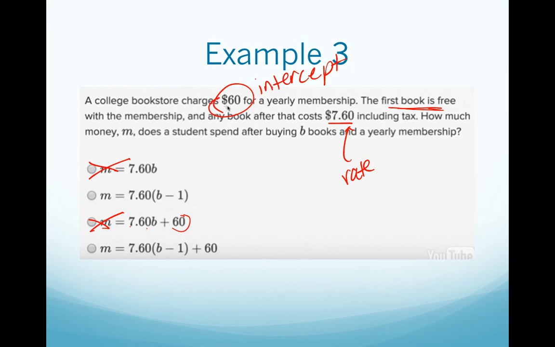So now we're down to these last two choices, which maybe are a little bit more complicated. This second one that I skipped for a minute, this is saying $7.60 per book, but it's one book fewer than you purchase. So here it is accounting for the first book being free, but not the membership fee. Whereas this last one is saying $7.60 per book, but that first book was free because we're taking it off, and $60 membership fee. So that last one is the correct choice.